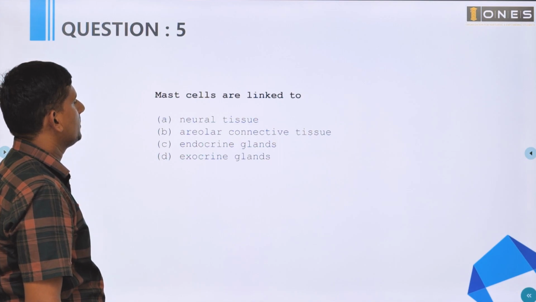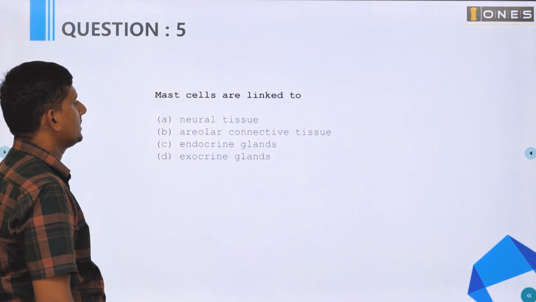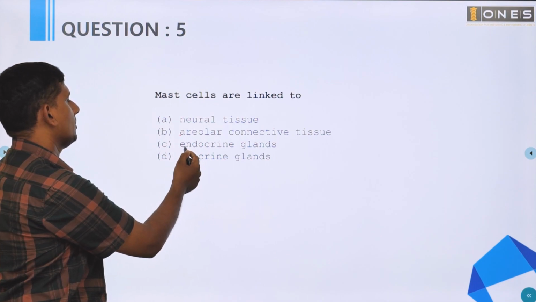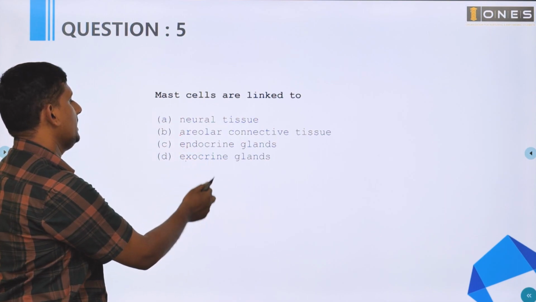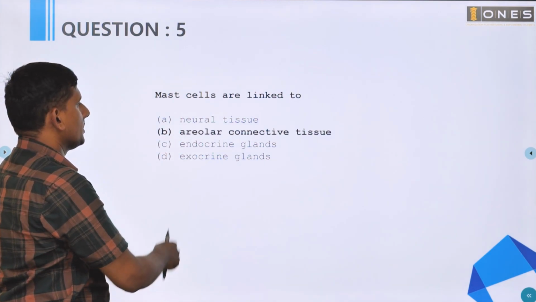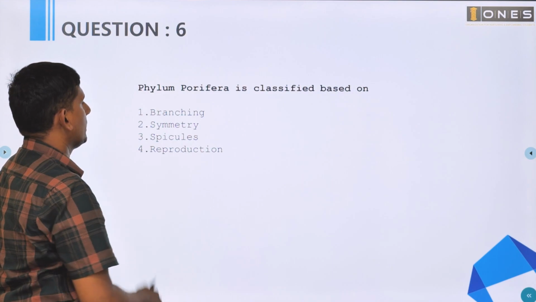Now the next question, number 5. Mast cells are linked to which one? Option A, neural tissue. Option B, areolar connective tissue. Option C, endocrine glands. Option D, exocrine glands. So the right answer is areolar connective tissue. So the mast cells are linked to areolar connective tissue.